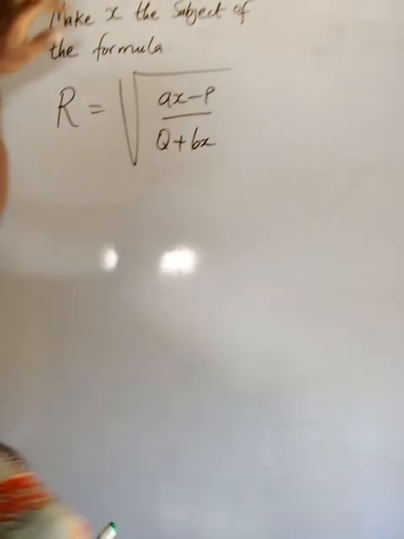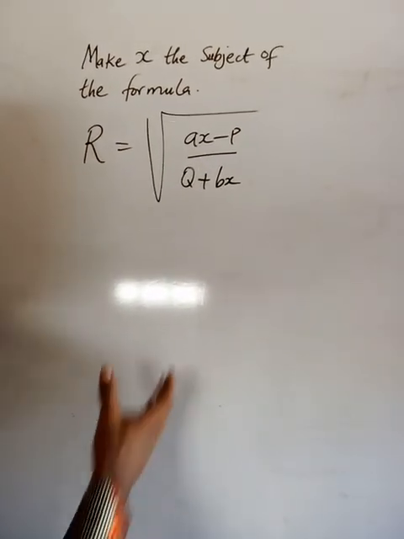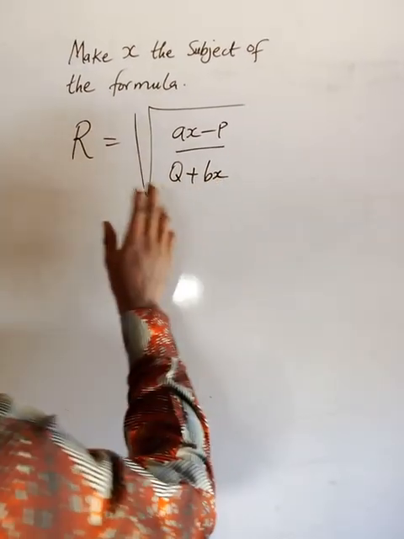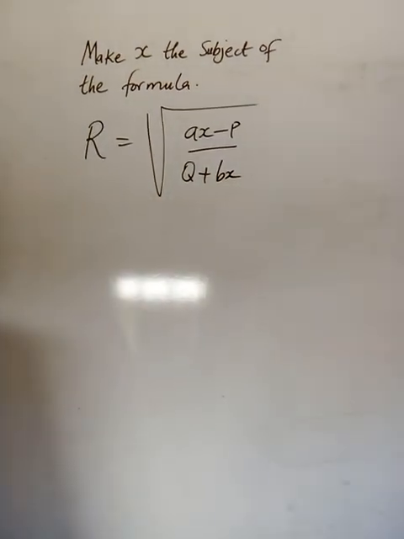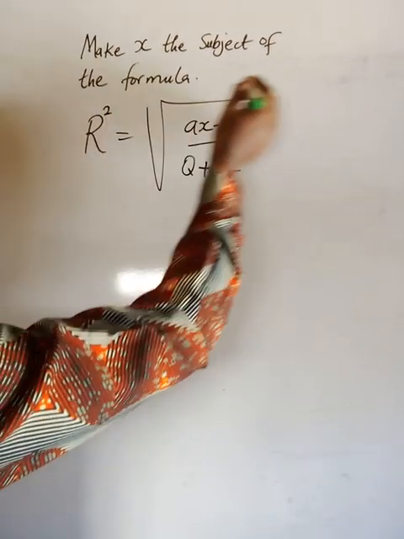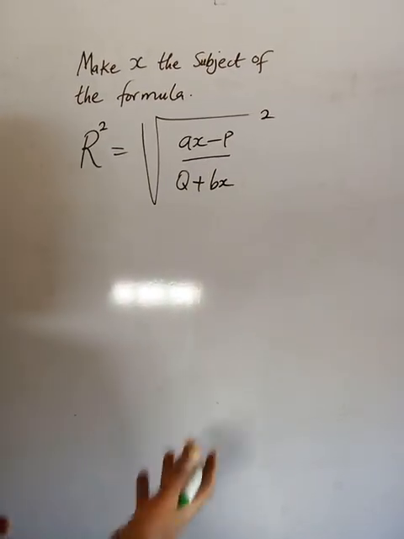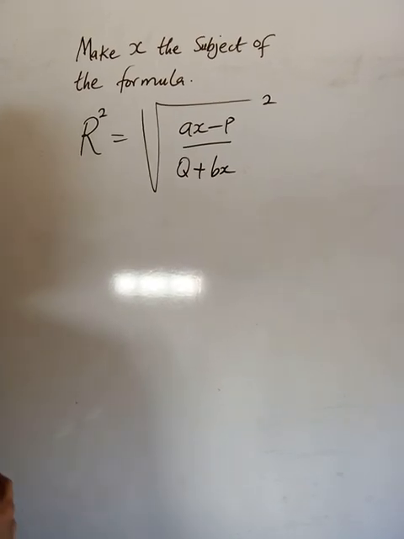In today's class, we are asked to make x the subject of the formula in this equation. The first thing to do in this kind of situation is to ensure that you remove the square root. So when you square both sides, the square root will go. You can simply square both sides because you know in mathematics, what you do to the right hand side, you also do to the left hand side, and the equation remains valid.